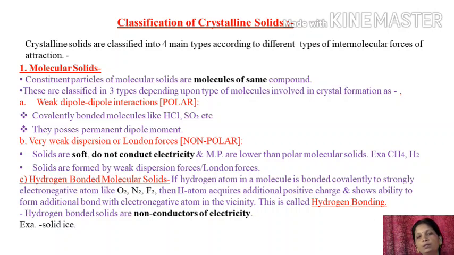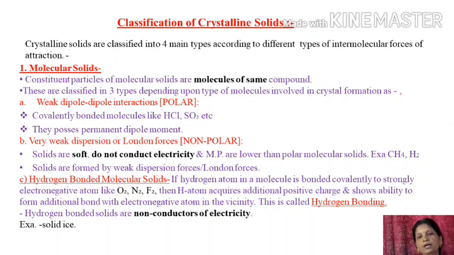Covalently bonded molecules like HCl and SO2 are included in this kind. They possess a permanent dipole moment. The second type is very weak dispersion or London force pairing solid, which is called non-polar solid. These solids are soft, they do not conduct electricity, and melting points are lower than the polar molecular solid. Examples are CH4 and H2. These solids are formed by weak dispersion forces or London forces.